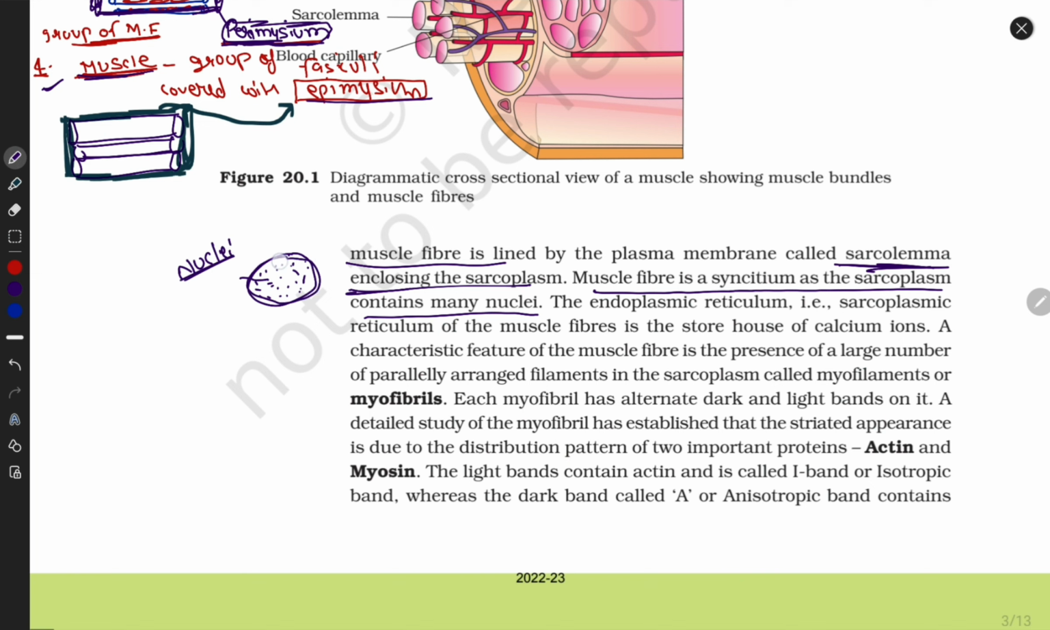So this stage of cell, we called it as a syncytium stage.